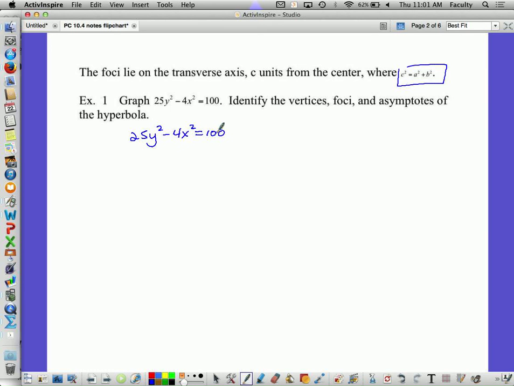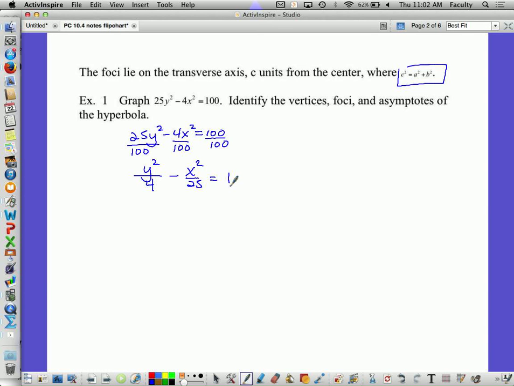All right, so if I want to graph, in example 1, 25y squared minus 4x squared equals 100. Tyler, what do you think we would do to both sides? You're right. We would divide by 100 because we need it to equal 1. So this is y squared over 4 minus x squared over 25 equals 1.